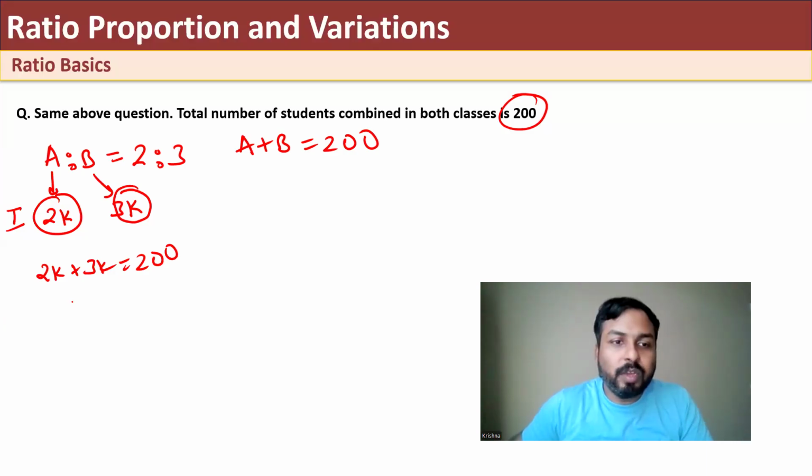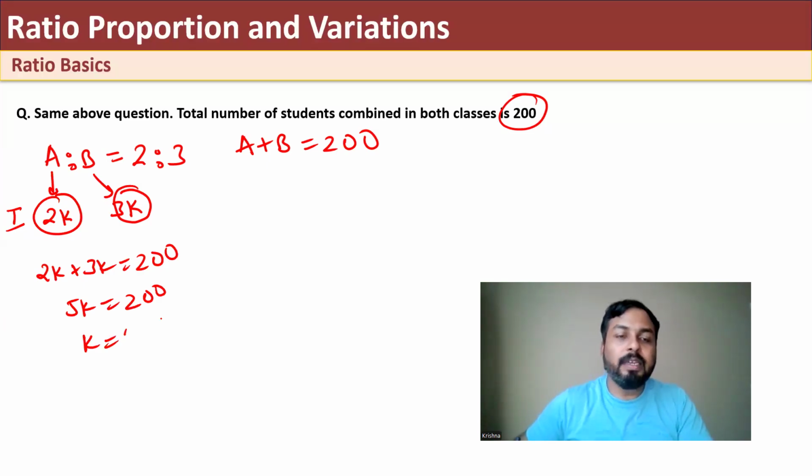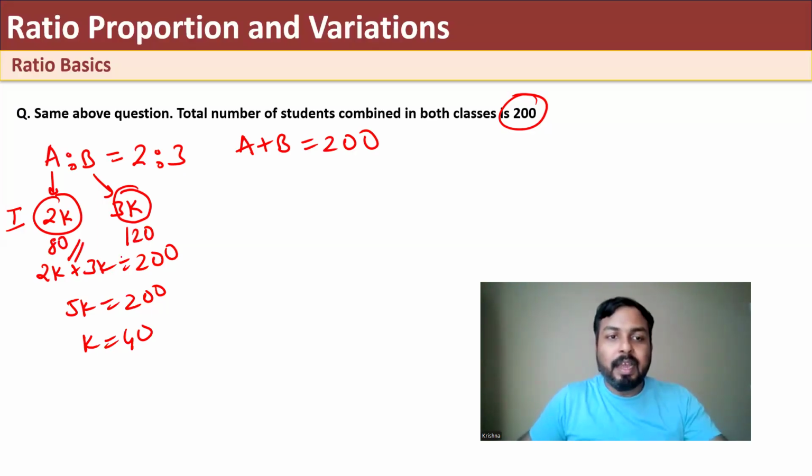So that is 2K plus 3K is 5K is equal to 200. So K is equal to how much? 5 4 is 20, 0, 40. So K value is 40. If K value is 40, then 2 into 40 is how much? 80. And 3 into 40 is how much? 120. So the number of students in class A is how many? 80. And the number of students in class B is how much?